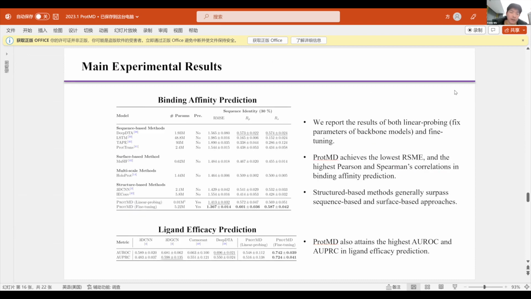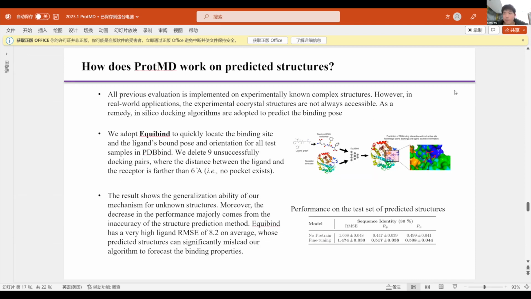So apart from the main experimental results, a reviewer of our paper, when we submitted this paper to Advanced Science, asked how our model works on predicted structures. I believe this question is worth investigating because, as you can see, all previous evaluation is on experimental complex structures. But when we deal with real-world applications in industry, experimental structures are not always accessible. So some in silico docking algorithms are adopted to predict binding poses.